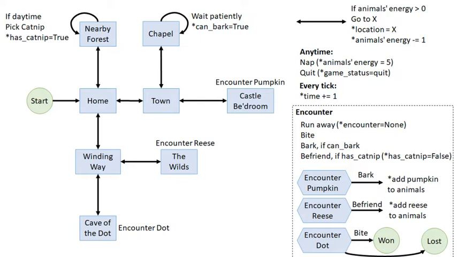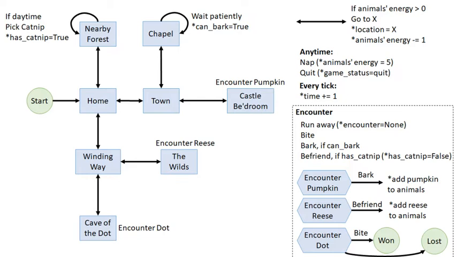These bidirectional arrows capture the idea of go to X, where X is one of the valid locations: home, town, chapel, castle, and so on and so on. There is some sense that the animal's energy must be greater than zero, but as long as that's true, then the locations get updated for the player, and the animal's energy is decremented a little bit. So moving around costs energy in this game.